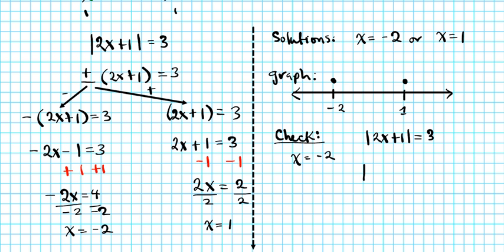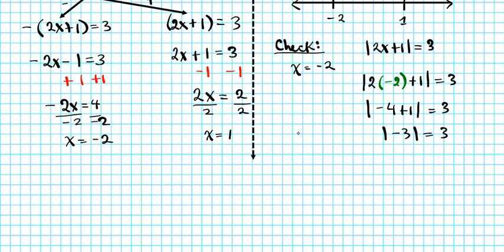So the absolute value of 2, instead of x, I'm going to put negative 2. That plus 1, is it equal to 3? Is that a true statement? If I multiply this out, I'll have negative 4. Negative 4 plus 1, is it equal to 3? Well, let's see. Negative 4 plus 1 is negative 3 equals 3. Now, what is the absolute value of negative 3? How far is negative 3 from 0 on the number line? 3 units, right? So the absolute value of negative 3 is just simply 3. Is 3 equal to 3? Absolutely, so that checks out.